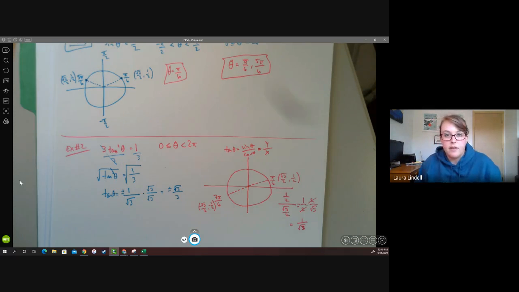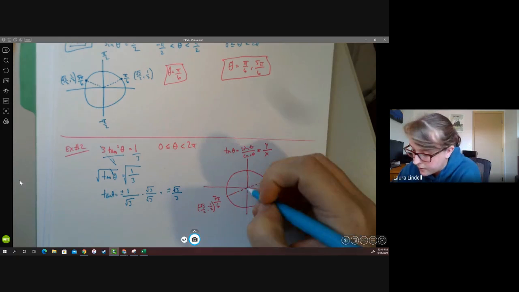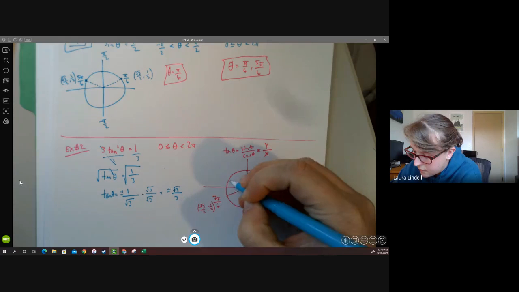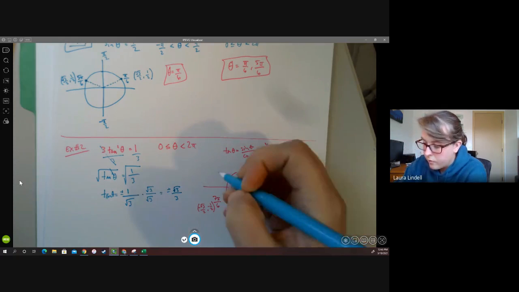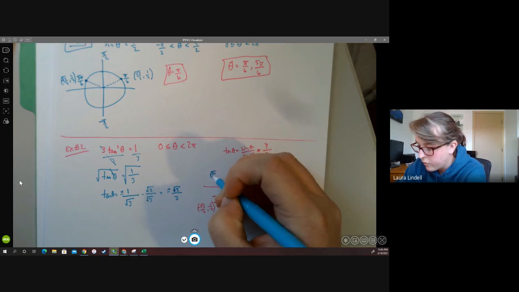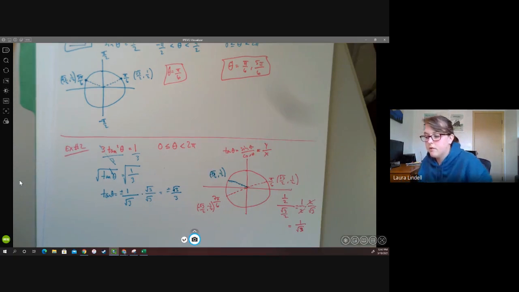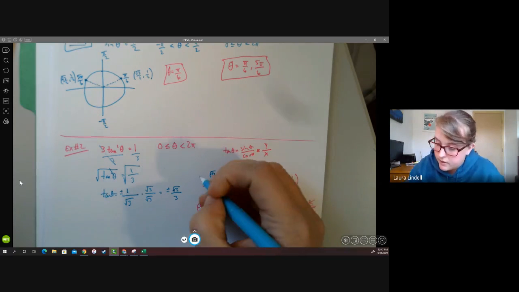So then we just have to find the negative solution as well because we have plus or minus root 3 over 3. So now we're looking for places where tangent is negative root 3 over 3. And it just so happens that that would be where the x value is negative root 3 over 2 and the y value is 1/2, which is at 5 pi over 6.